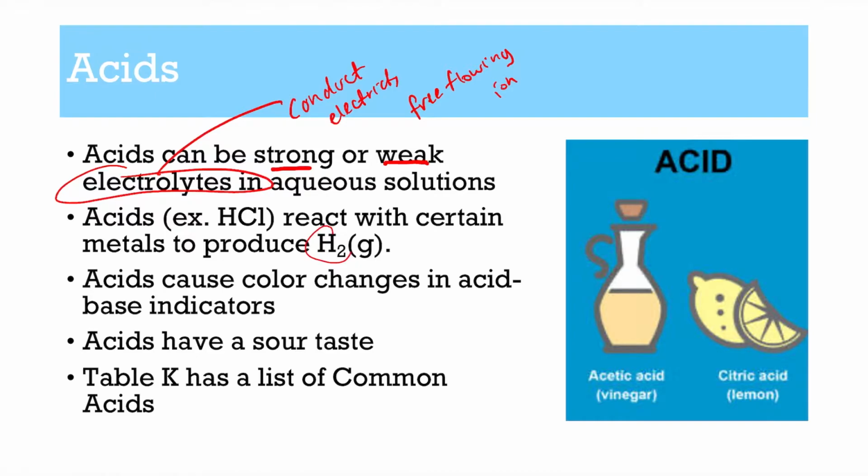Acids tend to have a sour taste. And you kind of already know this. If you've ever eaten a lemon or had vinegar on something, you know it's very, very sour. And Table K in your reference table has a list of all the acids that you should be familiar with and be able to pull out of a pile of formulas. So Table K is there. You don't need to memorize them. The more you work on it, you'll kind of learn them just by accident, but Table K is there.